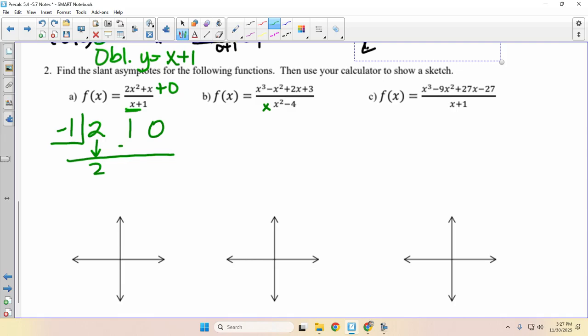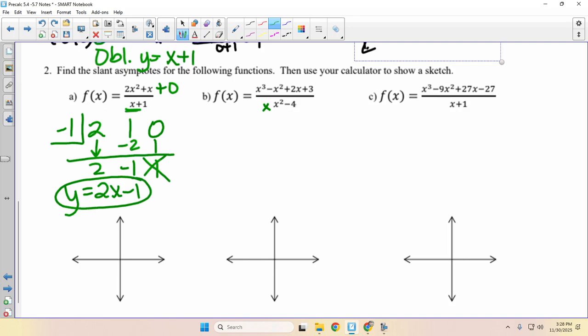-1 times 2 is -2. 1 minus 2 is -1. -1 times -1 is 1. And 0 plus 1 is 1. We're going to ignore the remainder, and then we get y equals 2x minus 1 is our oblique asymptote.